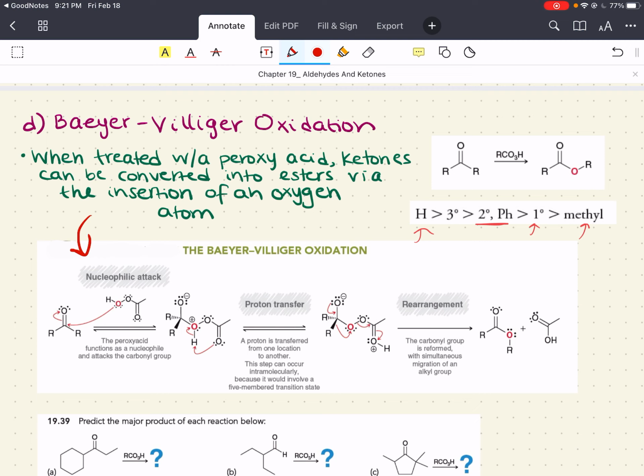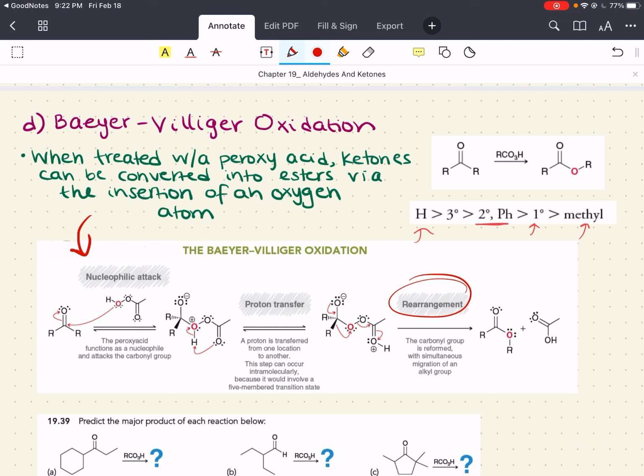The peroxy acid is going to attack the carbonyl group of the ketone. That's going to give us this intermediate that's going to undergo intramolecular proton transfer. And then the final carbon-oxygen double bond is reformed by the migration of the R group. So this final step of rearrangement is going to produce the ester.